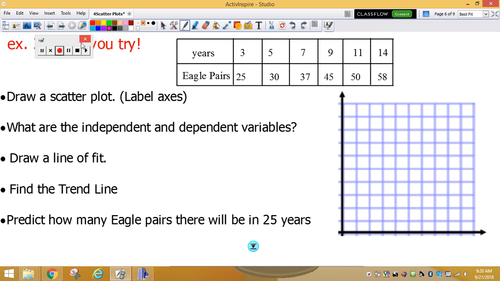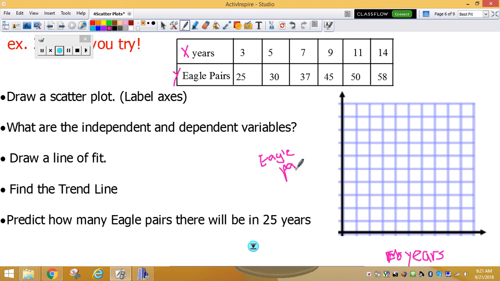So here's another one. Eagle pair, years and eagle pairs. So we just got done graphing, right? We did a whole lesson on how to graph. So let's graph this. These tables always go X and Y. And remember, we have to name our graph, label our axes, label numbers, everything like that. So this is going to be years, because it's my x-axis. And this is going to be eagle pairs, because it's my y.